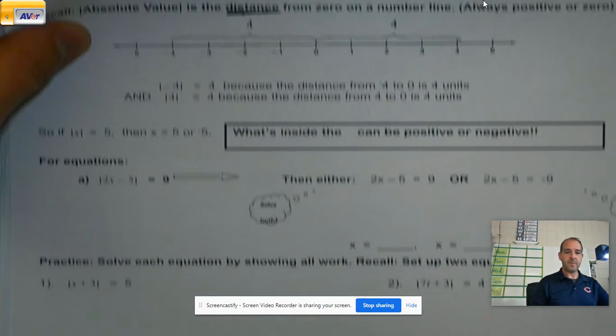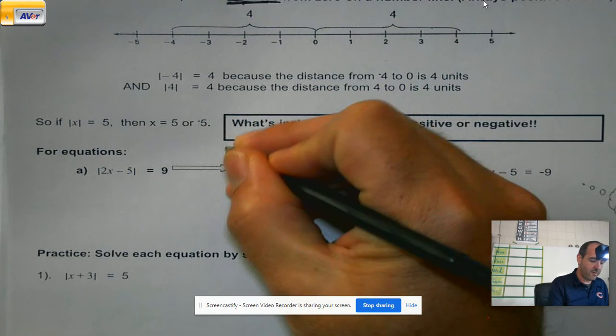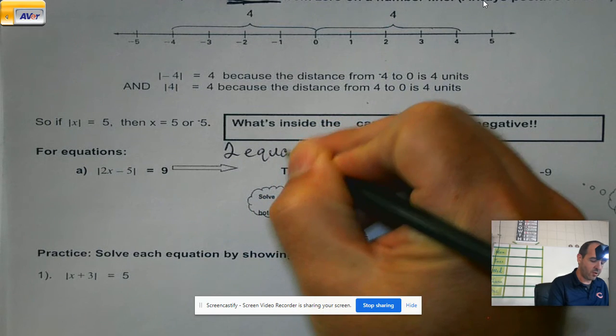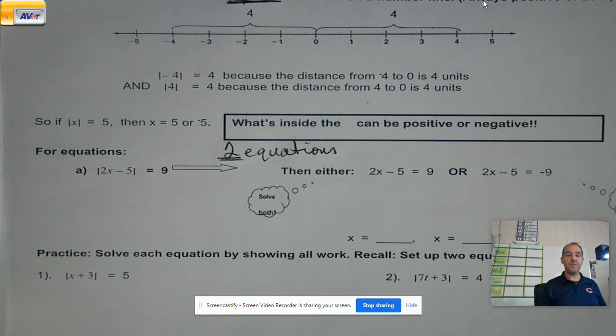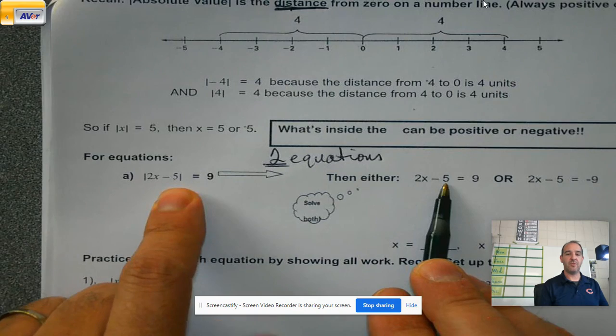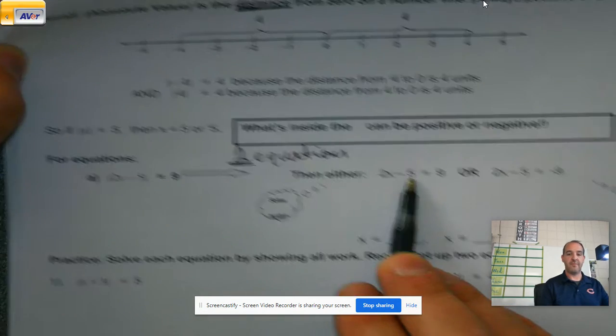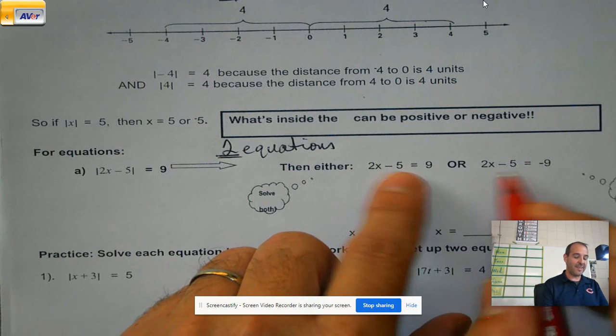So, first things first. For equations, we've got the absolute value of 2x minus 5 equals 9. When we're doing these, we're always going to have 2 equations that we have to solve. Why? Because there's 2 different values I can plug in for x that will be the same distance away. So here's how this works. The first time we're just going to copy what we see. We're just going to lose the absolute value bars. Everything else identical.